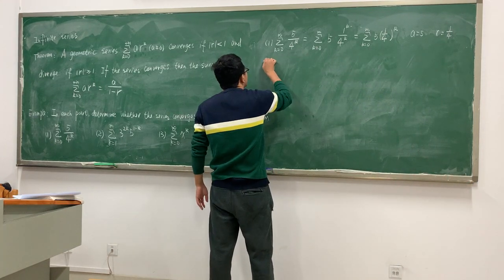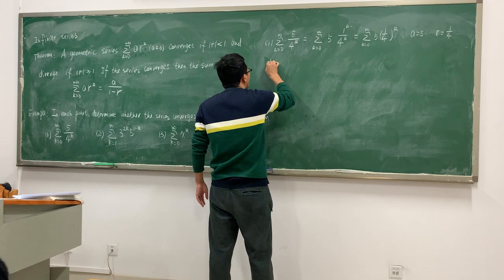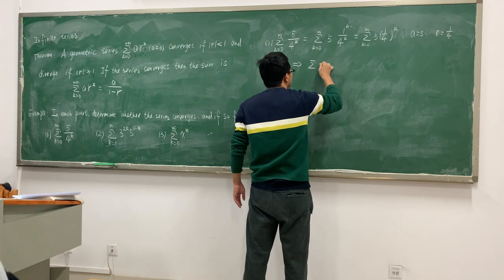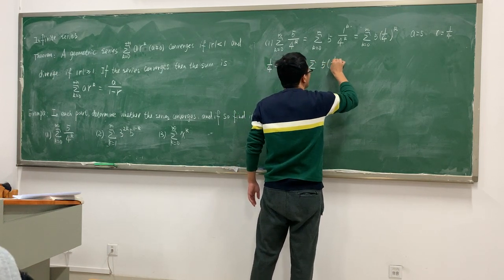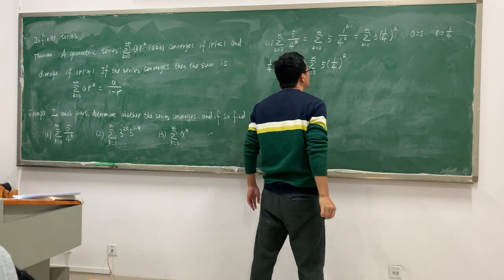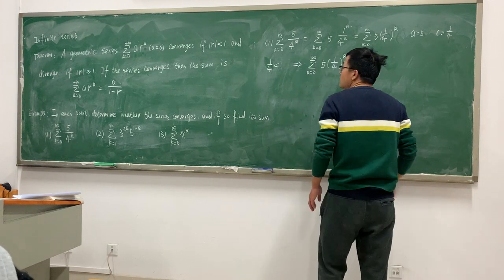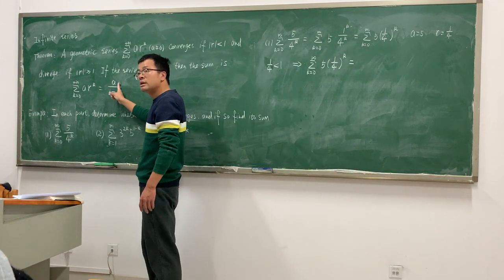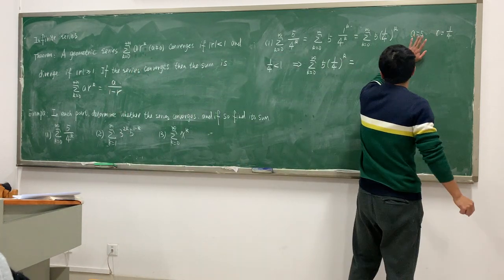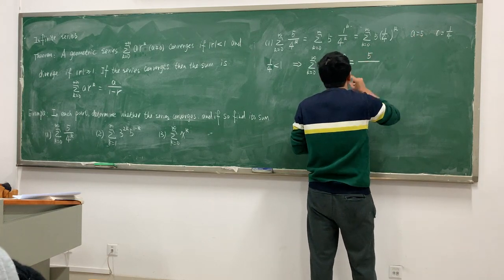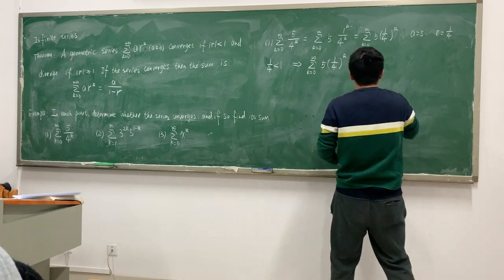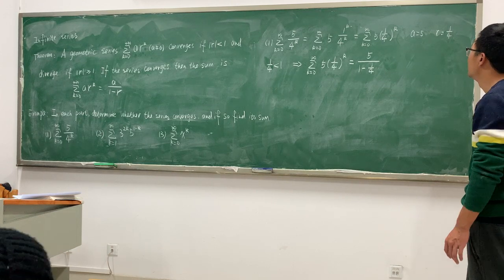Because 1 by 4 is less than 1, this tells us that the sum of 5 times 1 by 4 to the power k, k running from 0 to plus infinity, is equal to the first term by 1 minus the ratio. The first term is 5, the ratio is 1 by 4. So here it is 5 by 1 minus 1 by 4.